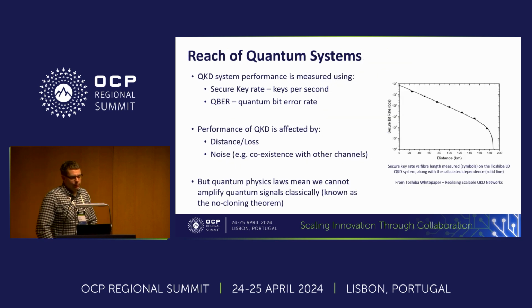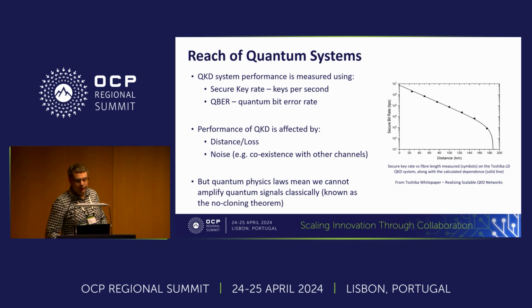So QKD system performance is measured normally using two interconnected parameters, the first of which is the secure key rate, which is the amount of usable key material which is produced between those two sites, and the quantum bit error rate, which is the ratio of the number of errors in the transmission of the keys. In the event of an eavesdropper being present, that quantum bit error rate would start to increase, and there'll be a simultaneous decrease in the secure key rate. So that is what gives us that indication that an eavesdropper would be present in the network.